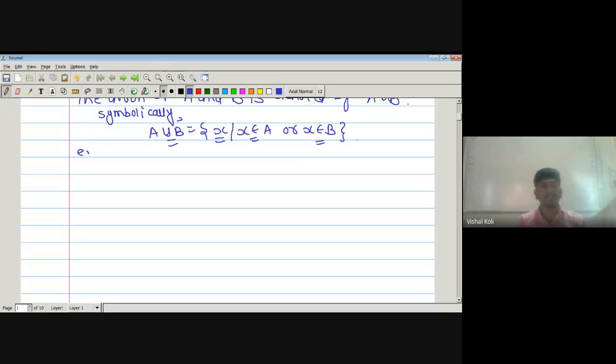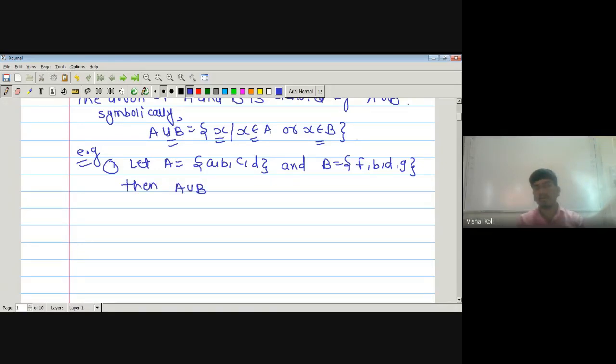For example, let us see the first one. Let A equal {A, B, C, D} and B equal {F, B, D, G}. These are the two sets having elements A, B, C, D and F, B, D, G. Then A union B, from this definition, contains all those elements which belong to either A or B. As A is an element of A, it is an element of A union B.